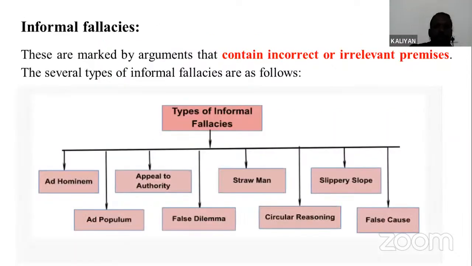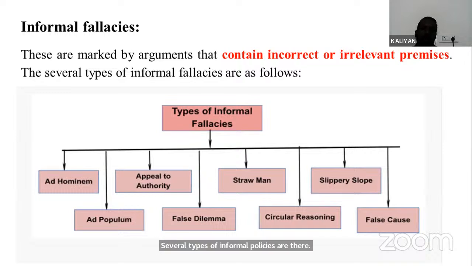Next are the informal fallacies. Informal fallacies are made when the argument contains incorrect or irrelevant premises. There are several types of informal fallacies: ad hominem, appeal to authority, ad populum, false dilemma, strawman, circular reasoning, slippery slope and false claim. So we go one by one.